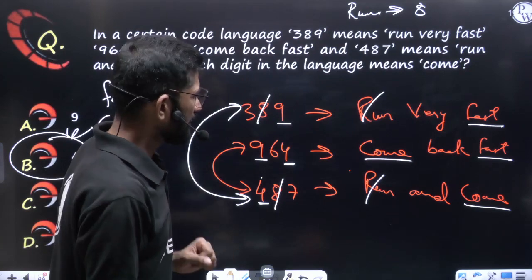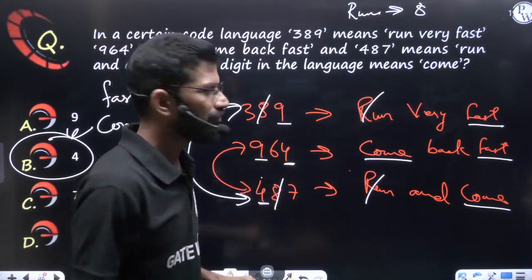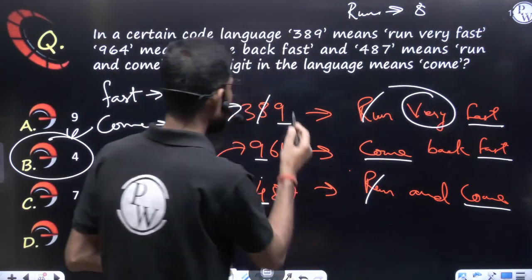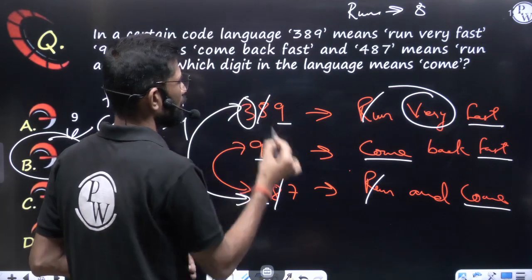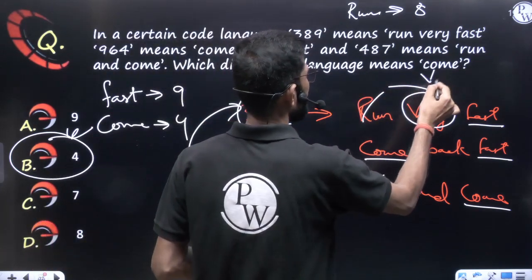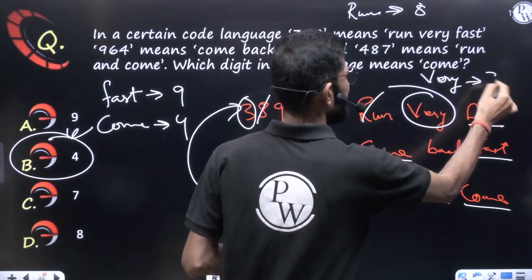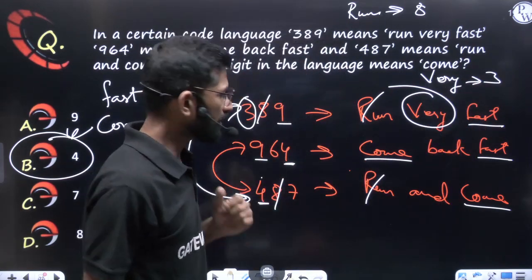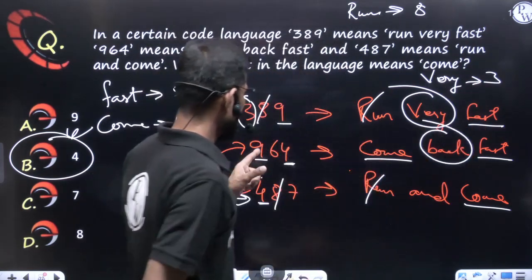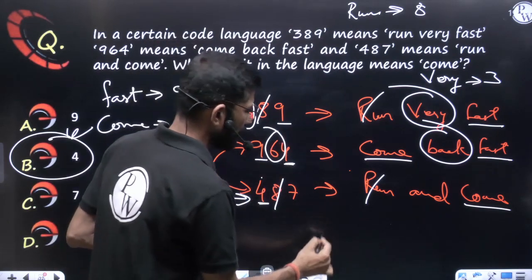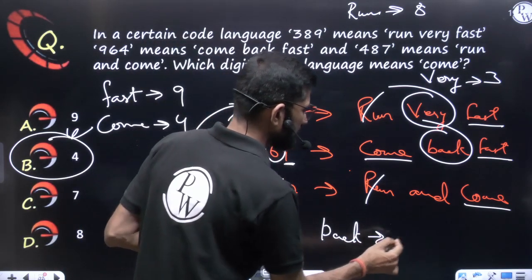Then further, in the first one, what is left over? "Very" is left over. And here in the code, what is left over? 3 is left over. So can I say for "very", they are using the code that is 3. Second sentence, what is left over? "Back" is left over. In the code, what is left over? 6 is left over. So I can say for "back", they are using the code 6.